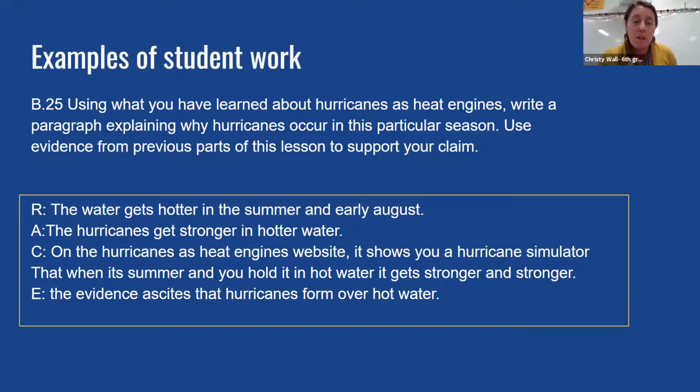And here's an example. The student says, the water gets hotter in the summer and early August. So that kind of, this was also one of the first times we did this during the year. So the hurricanes get stronger in hotter water. And then you look at the C, and this is where you can really tell a lot about what your students are understanding. Are they just parroting what they hear? Or are they pulling actual data, thinking about the data, and then citing that data? On the Hurricanes as a Heat Engine website, it shows you a hurricane simulator. When it's summer and you hold the hurricane over hot water, it gets stronger and stronger.